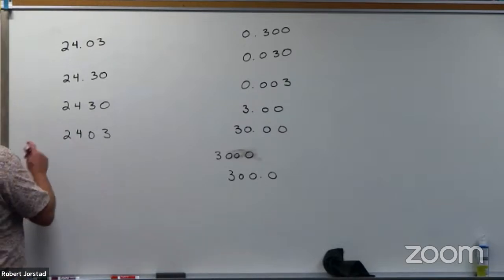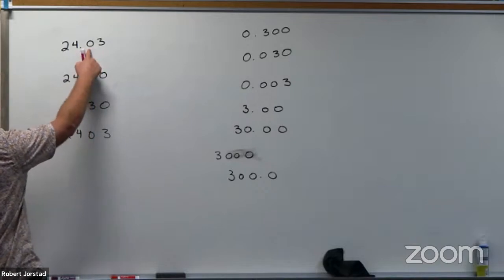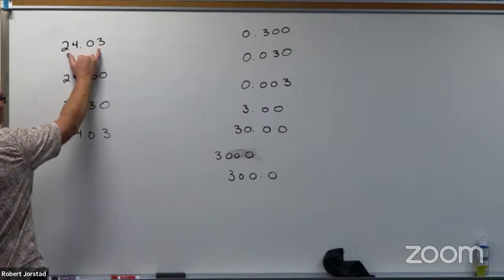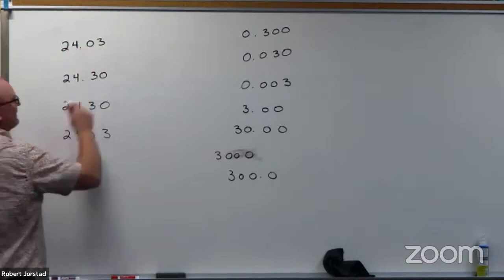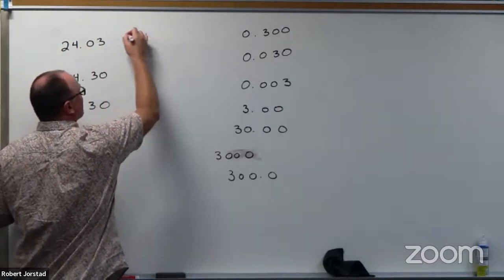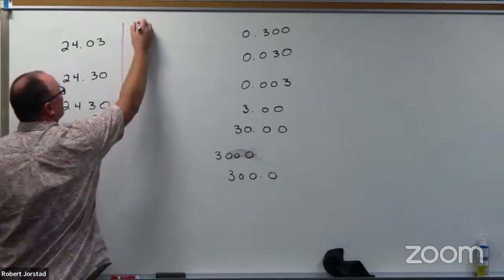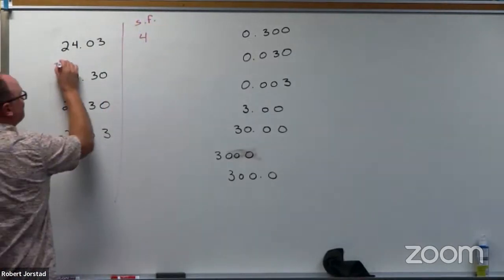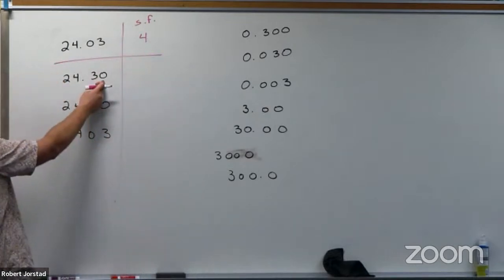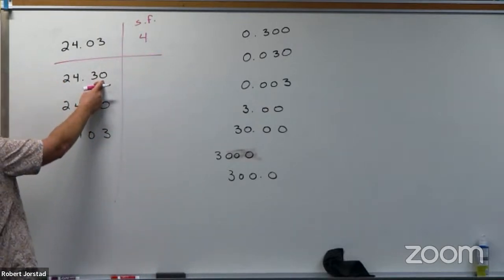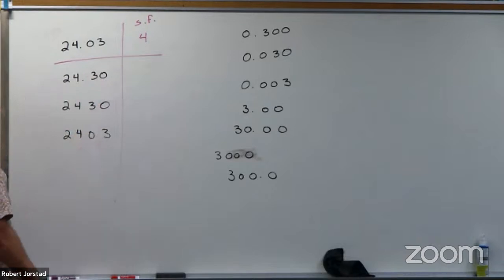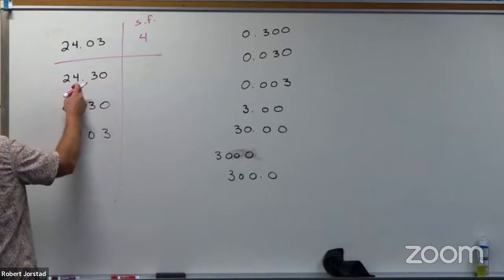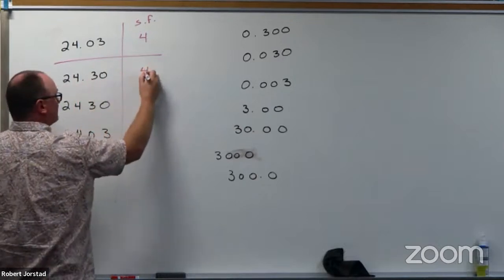In this case, this one is between. So this is non-zero, non-zero, significant, between, that's also significant, that's 4 sig figs. So I'm just going to put a sig fig column here. This is a trailing zero. It's at the right end of the number. It's to the right of the decimal point. Significant. 1, 2, 3, 4.